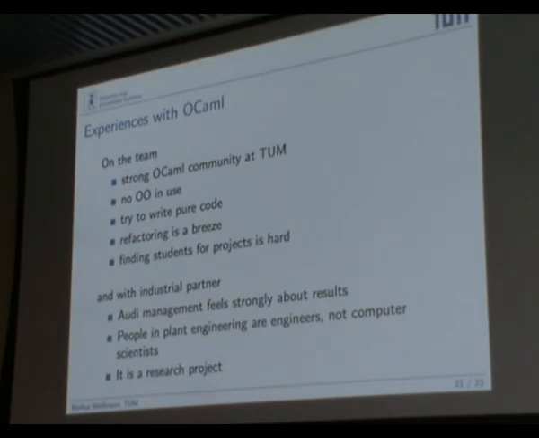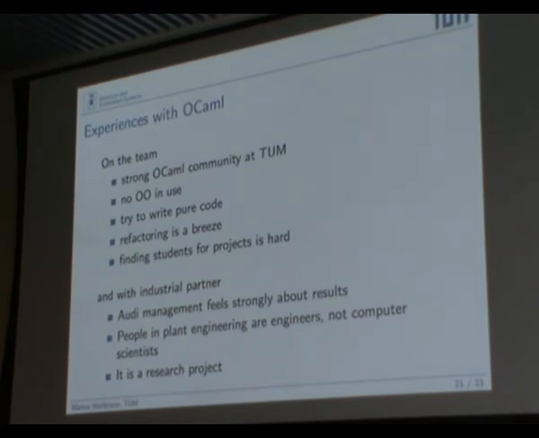And what is actually hard is finding students at TUM for OCaml programming. I don't know what happens with them, if they prefer graphics over formal verification, or if they prefer Java over OCaml, I don't know. The experience with Audi, our industrial partner, is that the Audi management cares about results and economy. So if it works with OCaml and you can show that your stuff works, they don't really care about that.